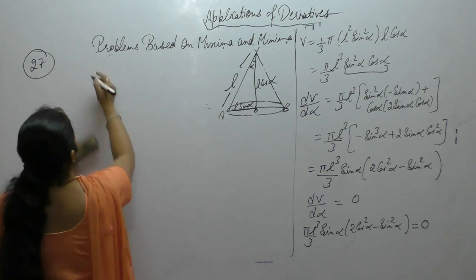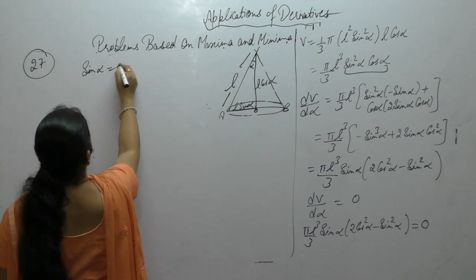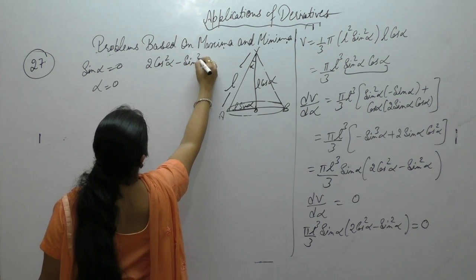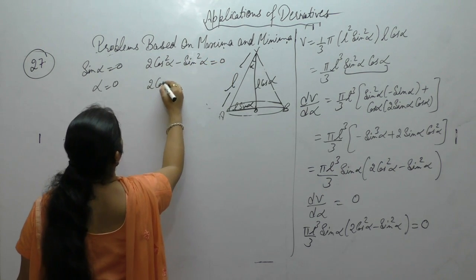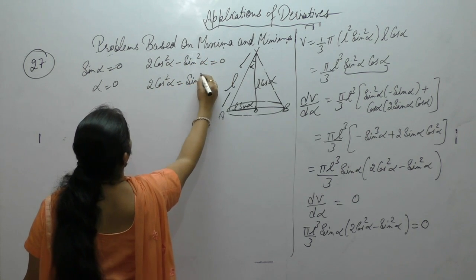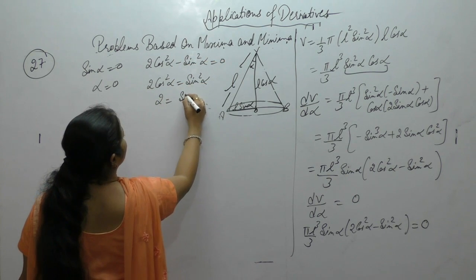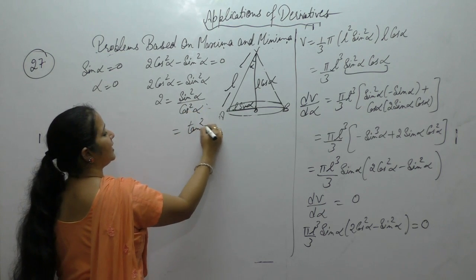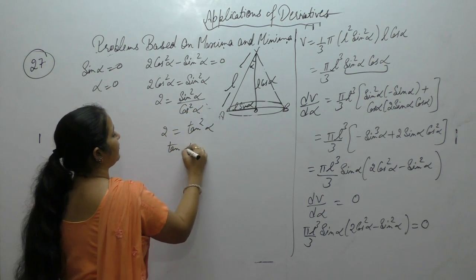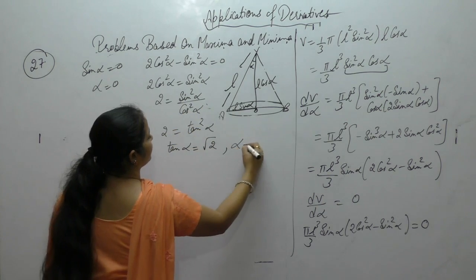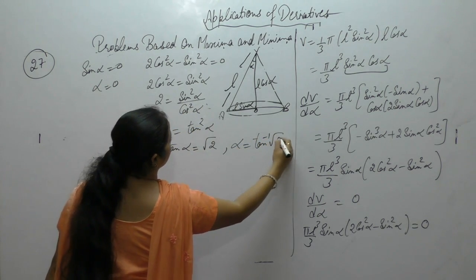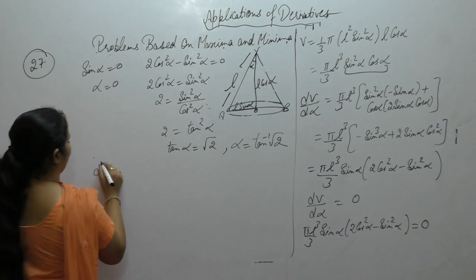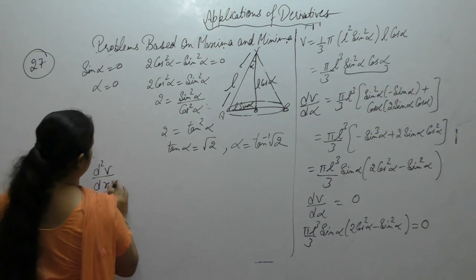So in the next step we get sin alpha is 0 or 2 cos square alpha minus sin square alpha is equal to 0, so 2 cos square alpha is equal to sin square alpha. Sin square upon cos square, sin upon cos is tan, so tan square alpha is 2, or we get tan alpha as root 2, or alpha is tan inverse root 2. Now we have to prove that the volume is maximum. Find the second derivative.